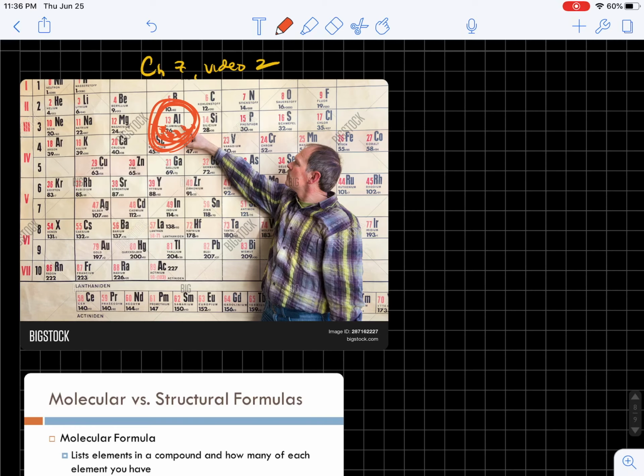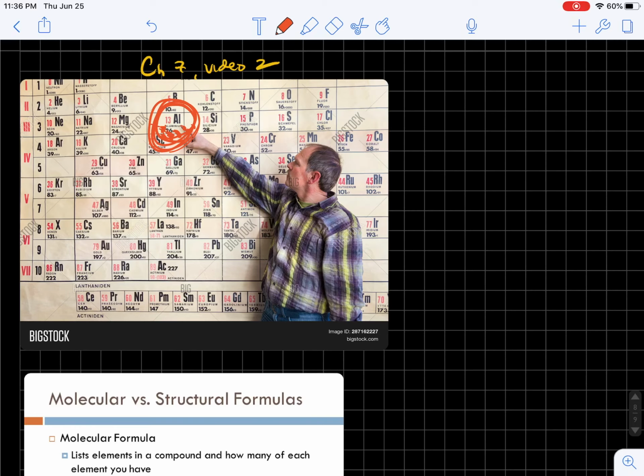All right, so what is the difference between a molecular formula and a structural formula? And hey, you can go to the internet and steal a slideshow from another teacher like this. Look what we got. All right, so a molecular formula gives you two pieces of information.